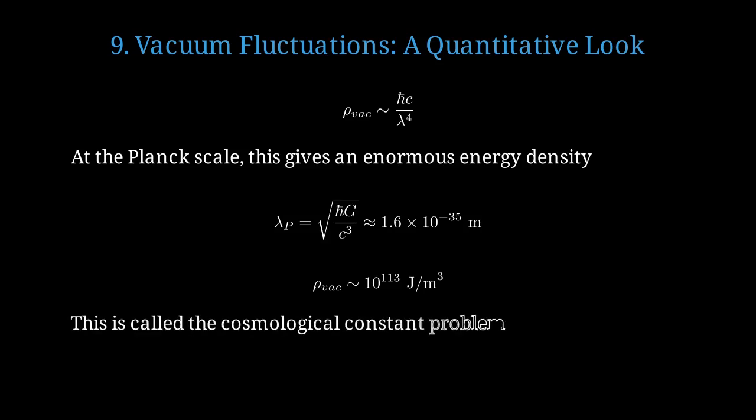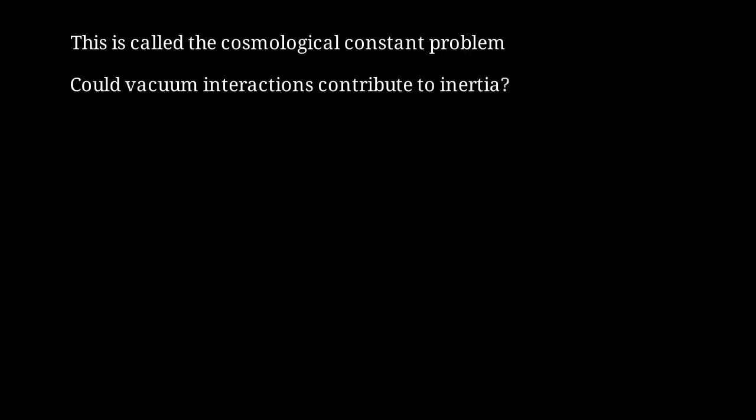But observations show the actual vacuum energy is 120 orders of magnitude smaller. This is the cosmological constant problem. Despite this mismatch, some physicists think vacuum interactions might contribute to inertia in ways we don't fully understand.